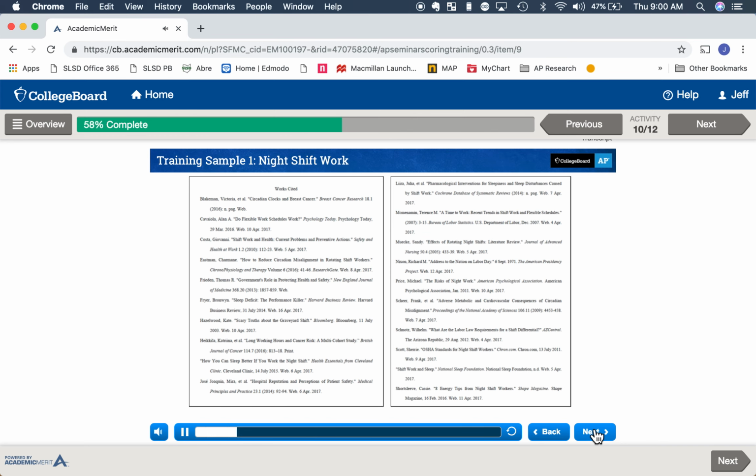So let's take a look at training sample 1. The response earned 5 points for this row because it consistently and accurately cites the sources used. The bibliography is complete and all of the cited sources have an entry on this page.